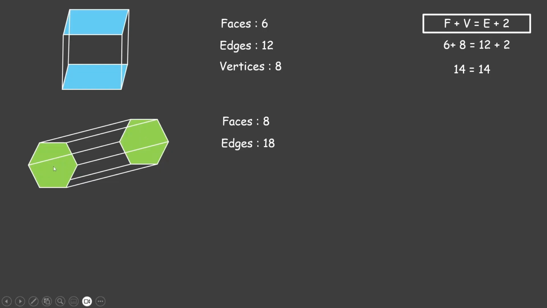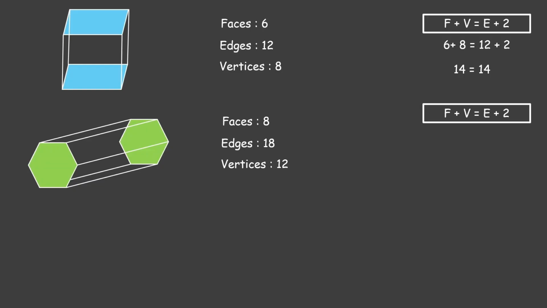Lastly, the vertices. 6 for this hexagon and 6 for this hexagon. So total 12 vertices. Now let's put it into the Euler's relation. 8 faces, 12 vertices, 18 edges. 12 plus 8, 20, and this is 20 as well.